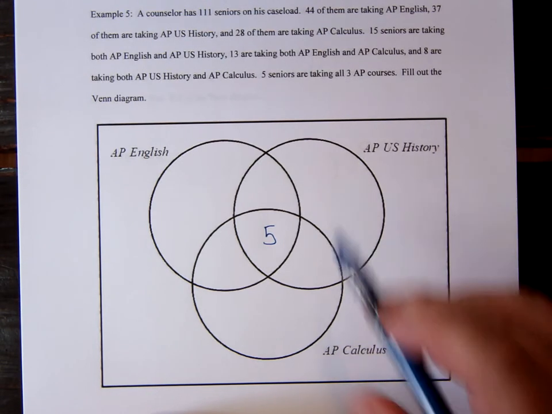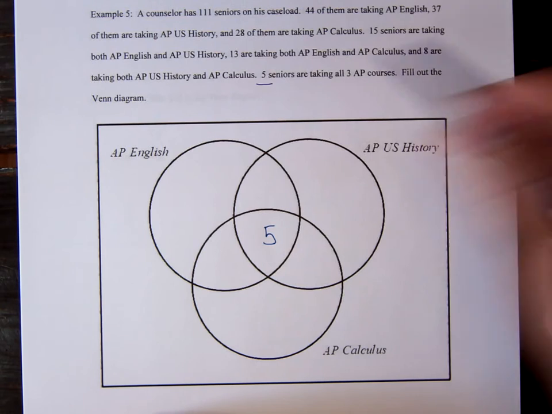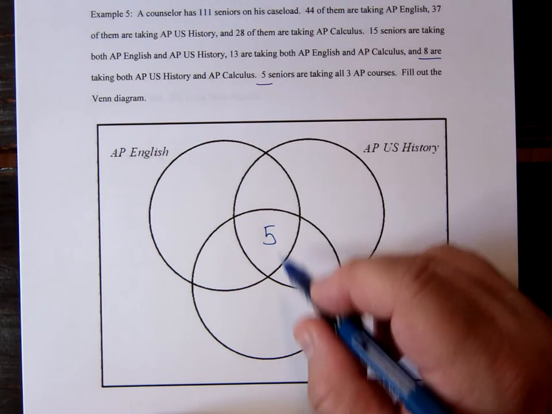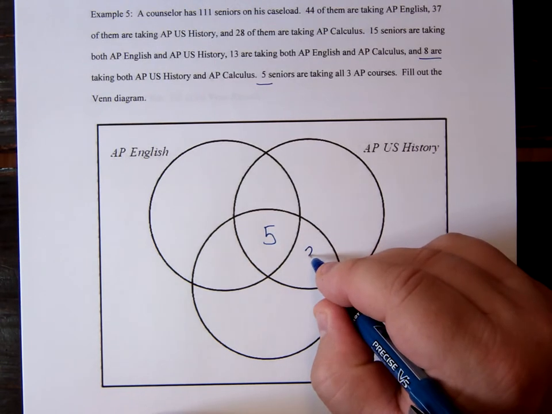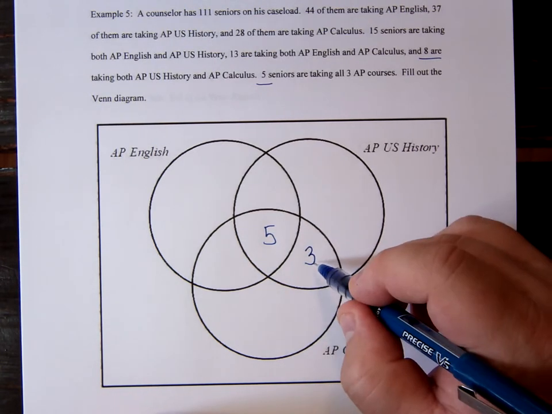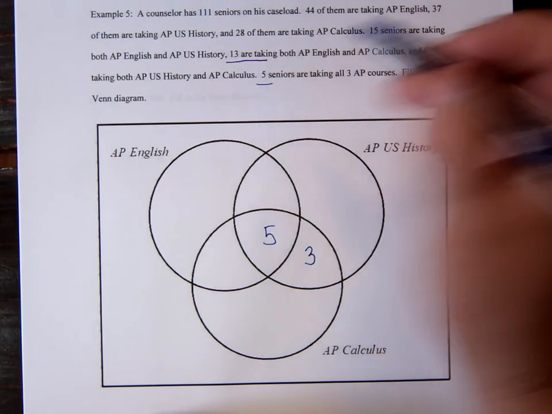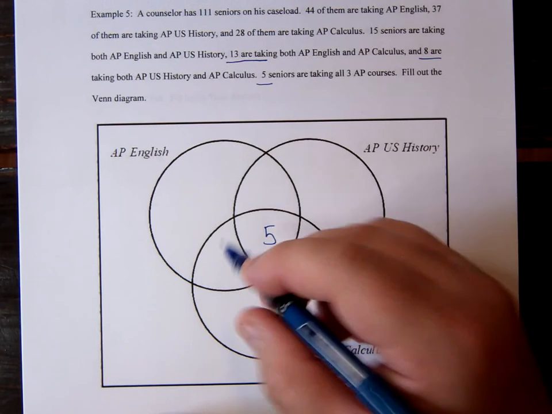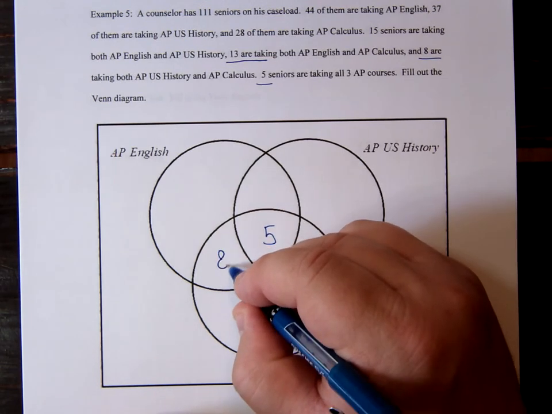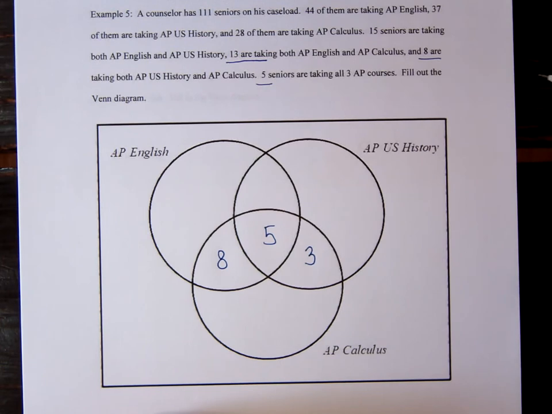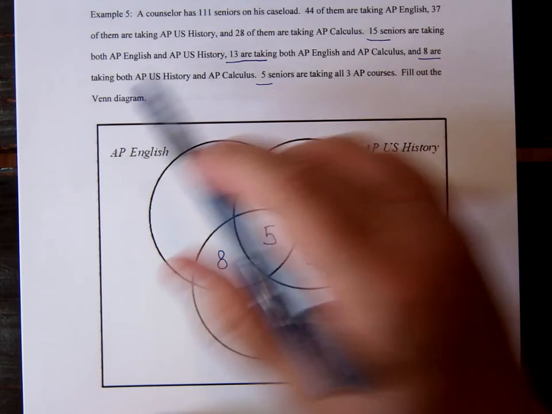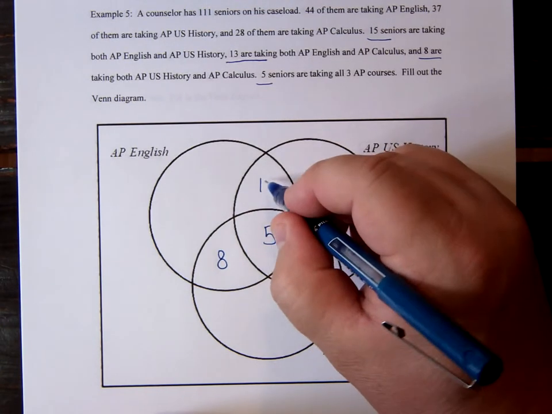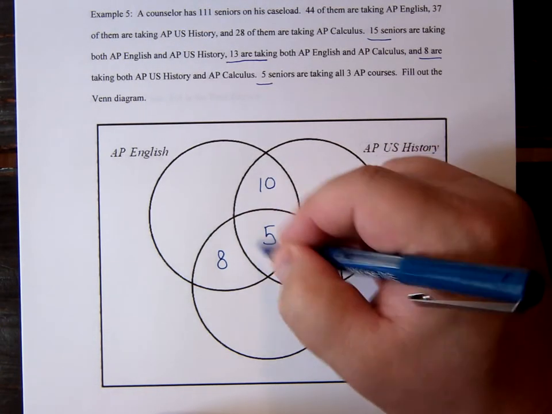We said that, so that's taken care of. 8 are taking history and calculus. History and calculus is 8, so 5. I need 3 more to make 8. 5, 6, 7, 8. 13 English and calculus. So English and calculus. 13 minus 5 would be 8 to make that 13. And 15 take both English and history. There must be 10 to make that 15 there.